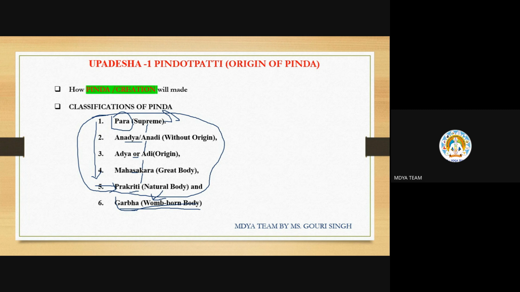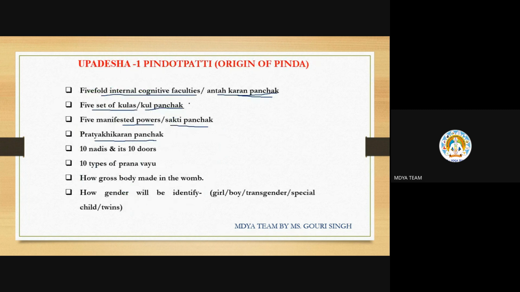Whenever Garbhapinda is made, then 4 things will become, which also have 5 things each: Pula Panchak, Antakaran Panchak, Sakti Panchak, and Pratyaksha Panchak. After discussing how Garbhapinda will be combined with these Panchaks, he also discusses the 10 nadis and its 10 doors. Also discussed are the 10 types of prana vayus, Pancha Prana and Pancha Upaprana.